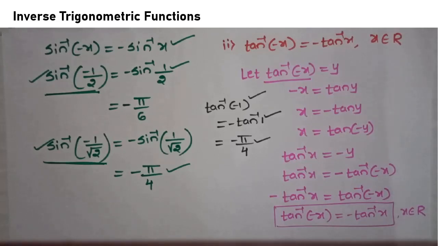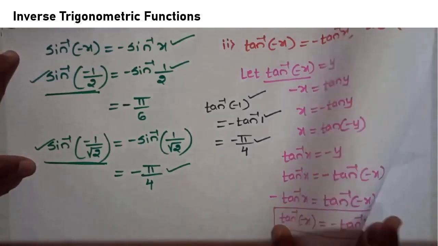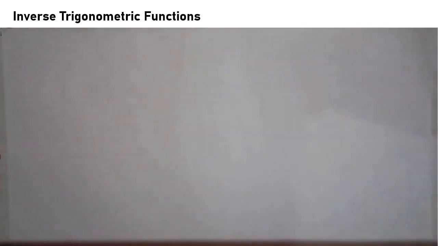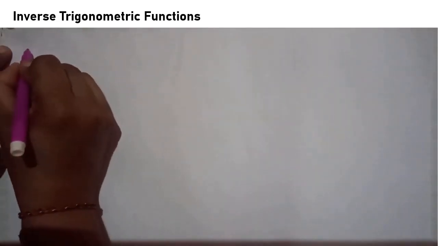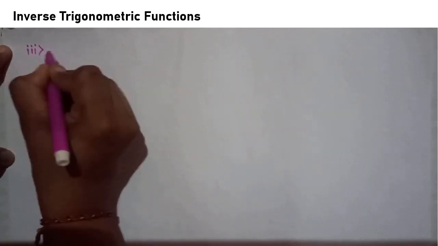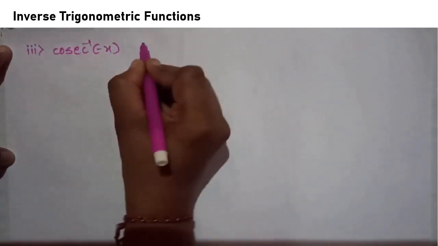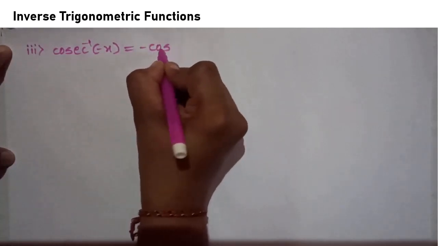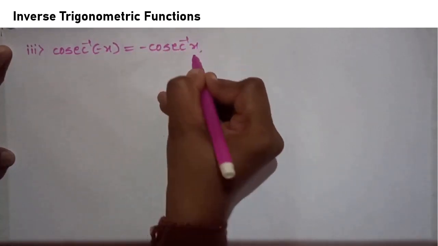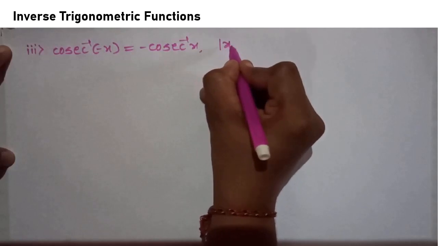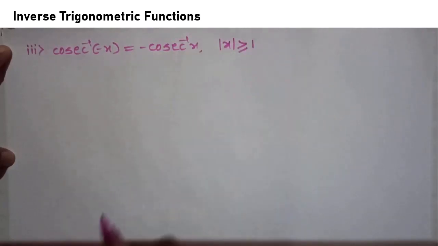Okay, so let me prove the third property. The third property here is cosec inverse of minus x. Cosec inverse of minus x is equal to minus cosec inverse x, where x belongs to mod x greater than or equal to 1, or x belongs to the set of all real numbers excluding the open interval minus 1 to plus 1.